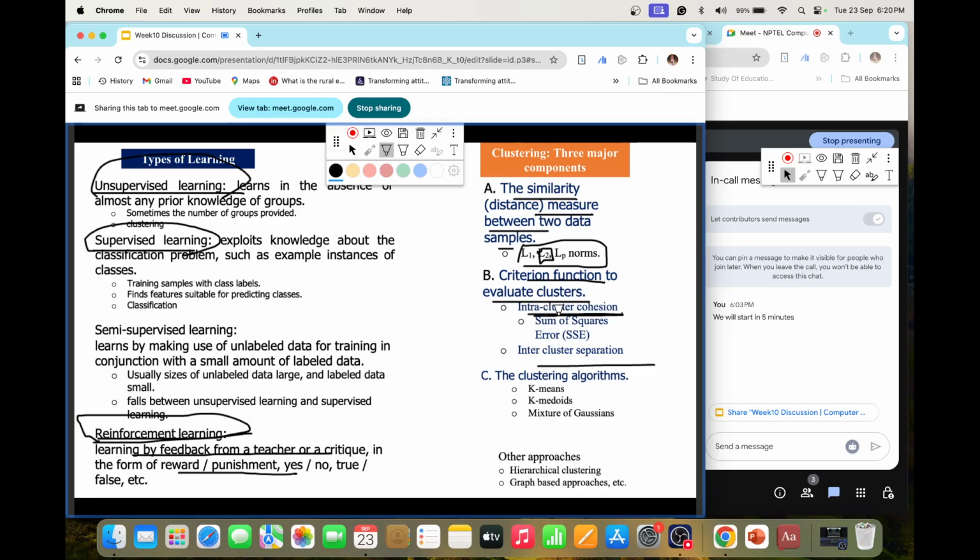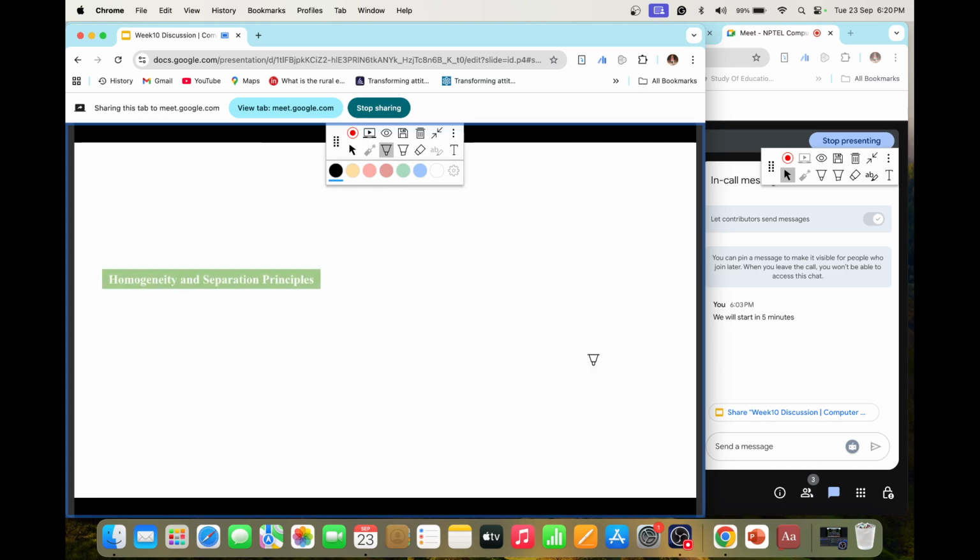Now, intra-cluster cohesion we measure by the sum of square error, which is nothing but the distance from the center to your members. That should be as small as possible. If it is small, the points are very close to the center and the intra-cluster cohesion is high. This is the second criterion. The third is the clustering algorithm. We have different clustering algorithms: K-means, K-Medoid and mixture of Gaussian, which we will discuss shortly.